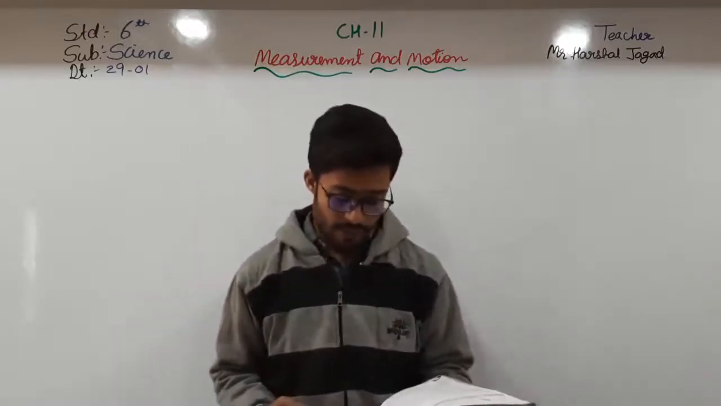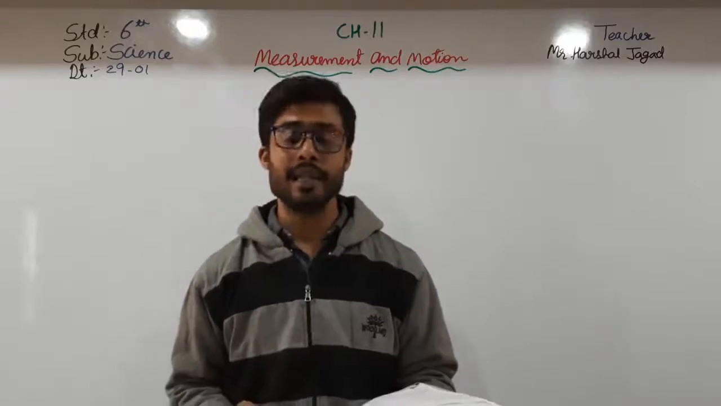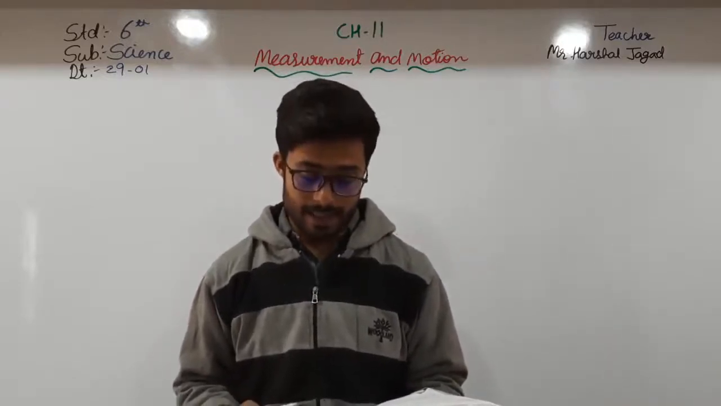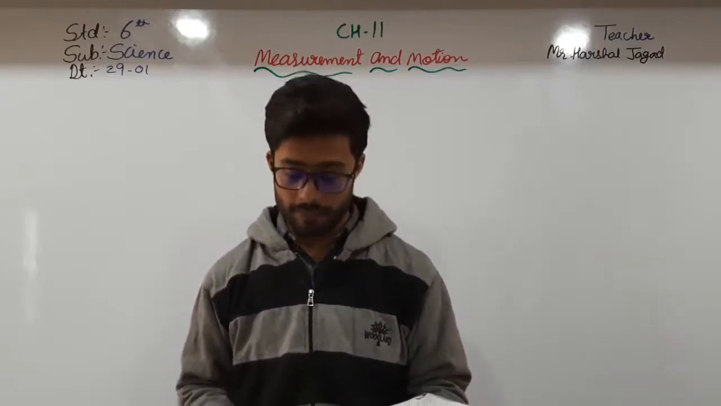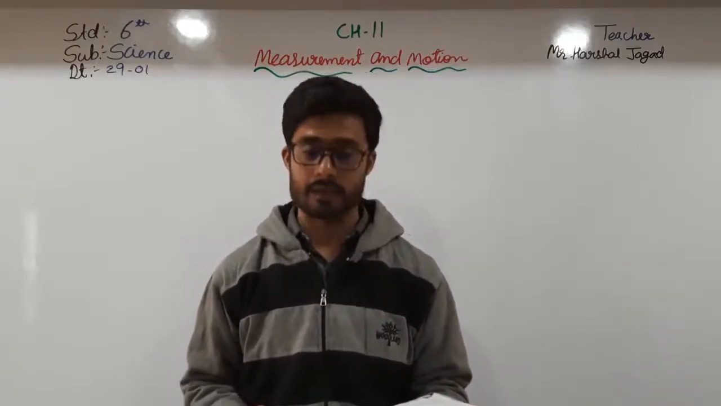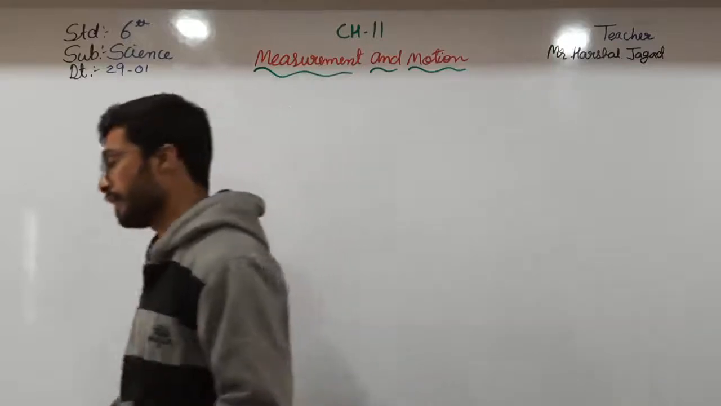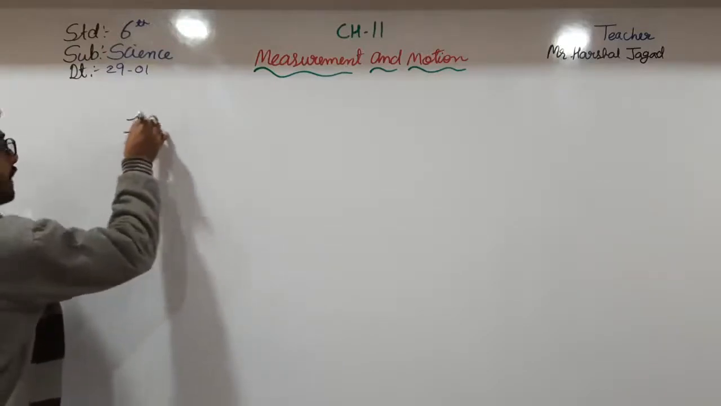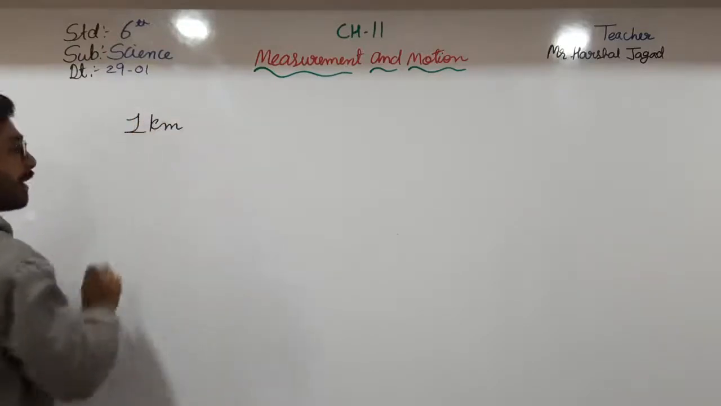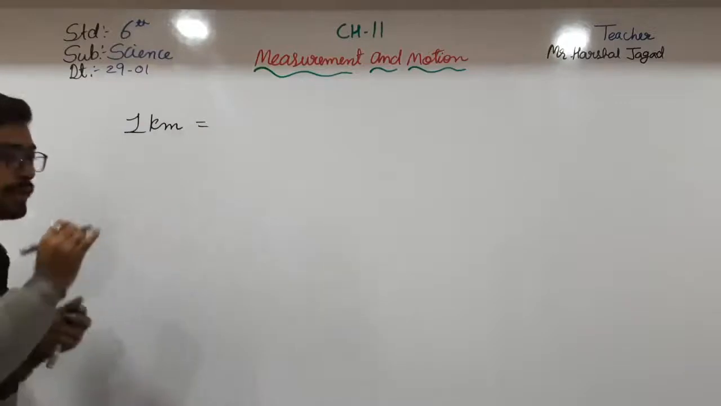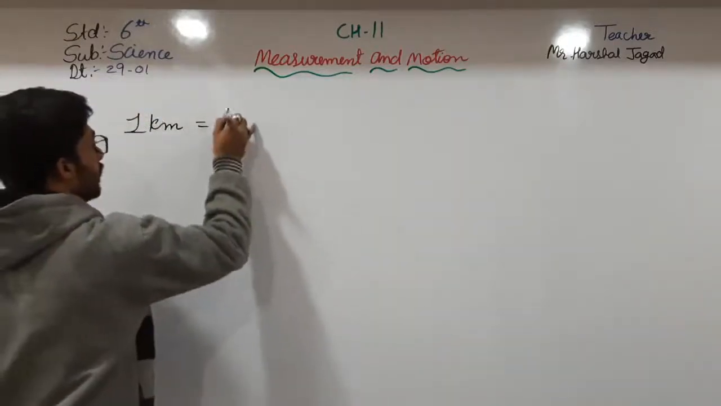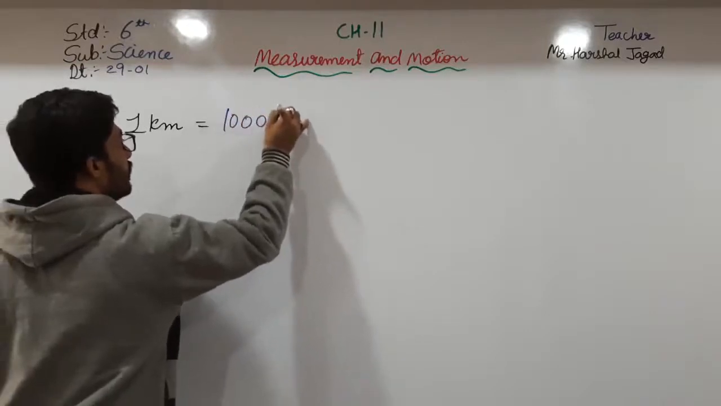Here, first of all, what is mm? That is millimeter, that is 1000th of a meter, and centimeter, that is 100th of a meter, and kilometer, that is 1000 times a meter. Here I am teaching in a simple way that if I talk about 1 kilometer, then I can say that 1 kilometer is equal to 1000 meter.